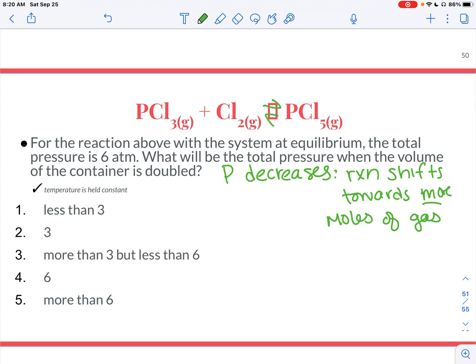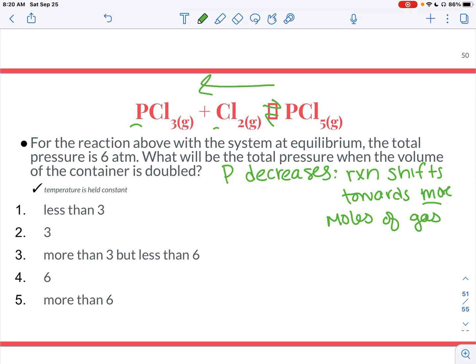So if the volume was doubled, the pressure would initially go down to 3, because when the volume is doubled, the pressure is halved, right? But the system, because it's an equilibrium system, is not just going to take that, okay? It's going to try to get it back. It's going to go towards more moles of gas. It's going to shift to the left because we have more moles of gas over there.